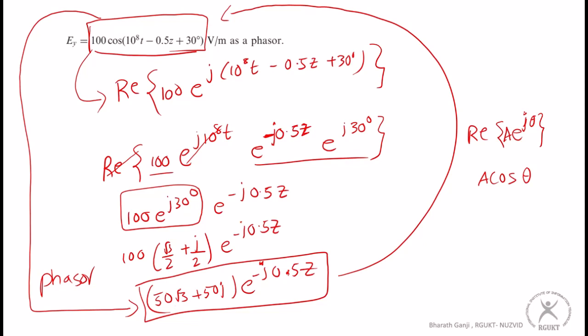In your phasor form, your magnitudes can be a complex number. You need to understand the difference here. In time domain, the magnitude is a real number, but in phasor form, the magnitude can be a complex number, right? But in time domain, you cannot have a complex number. You cannot have a signal which looks like 100 plus j cos of 10 to the power of 8t minus 0.5z plus 30 degrees.